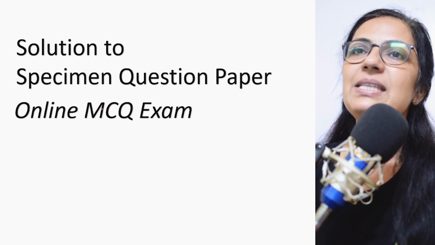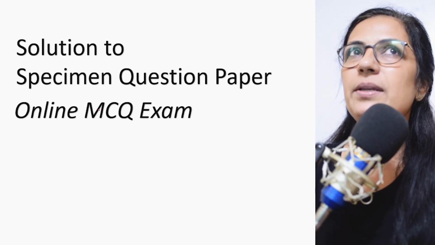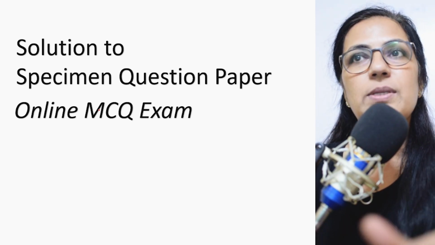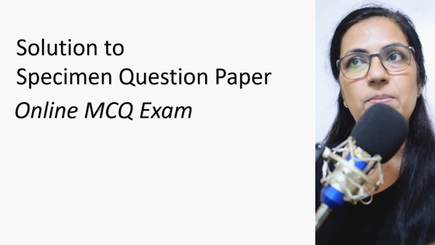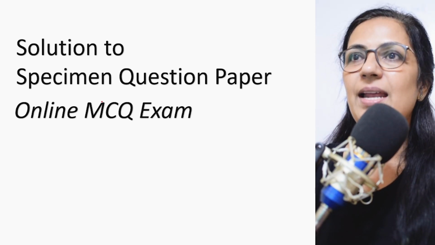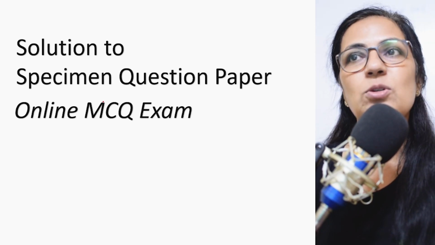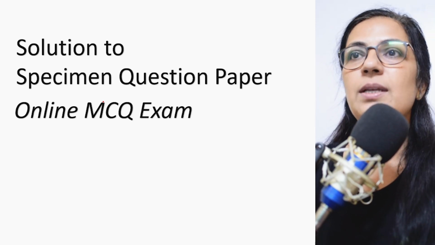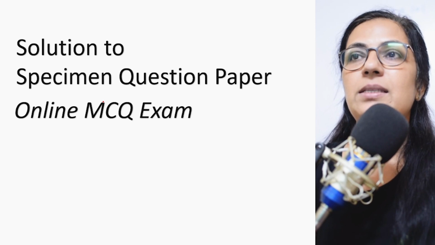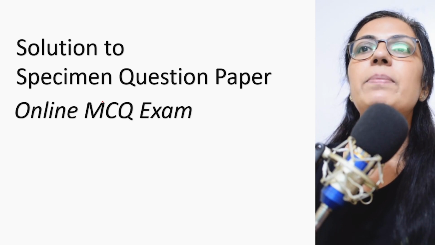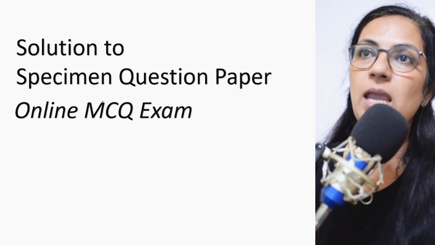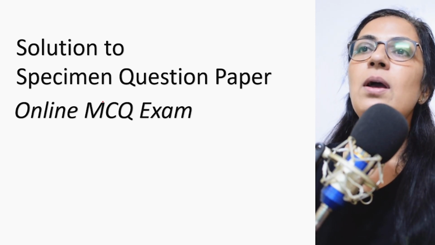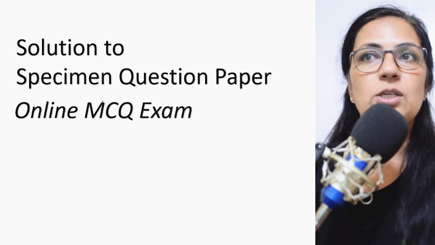Now, before we start the solution, let me tell you, children, in the specimen question paper you have two sections, section A and section B. In section A, there are a total of 6 questions, and each question has 5 parts, and each part carries 1 mark. In today's video, we will be discussing the section A part of the question paper, and in the upcoming video, we will be doing section B.